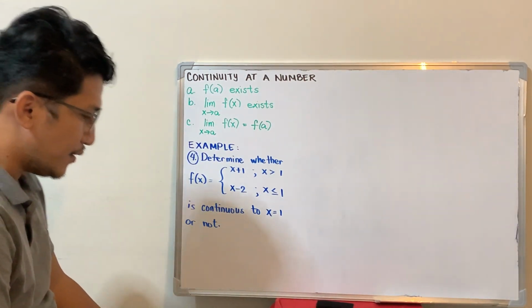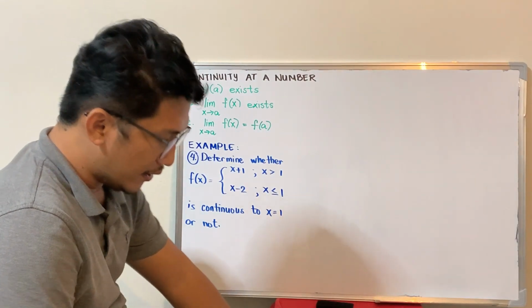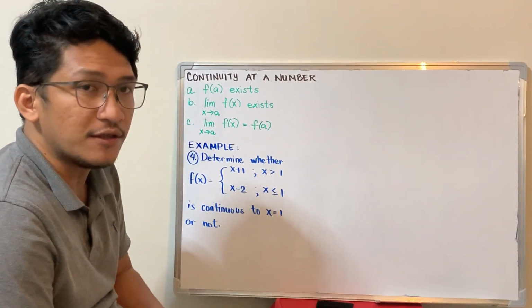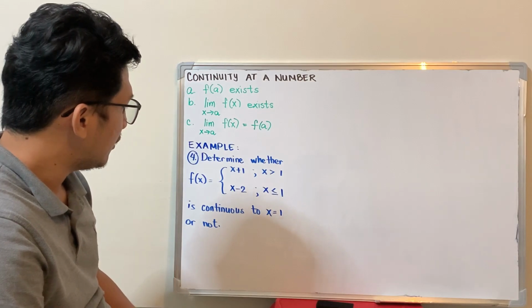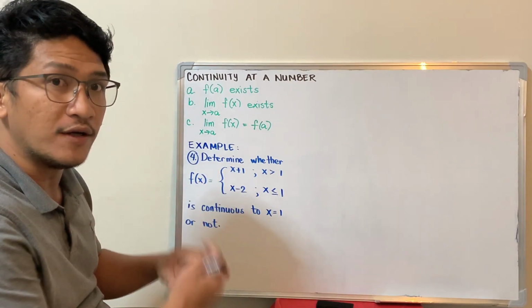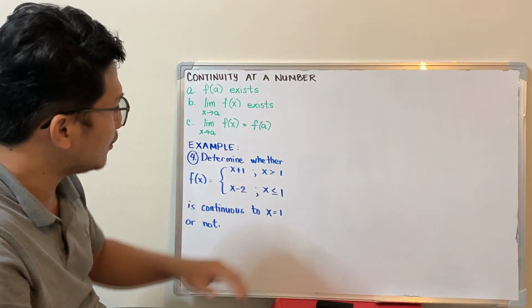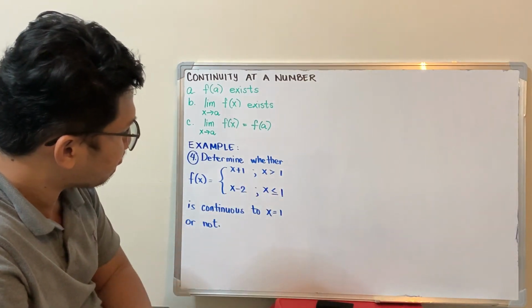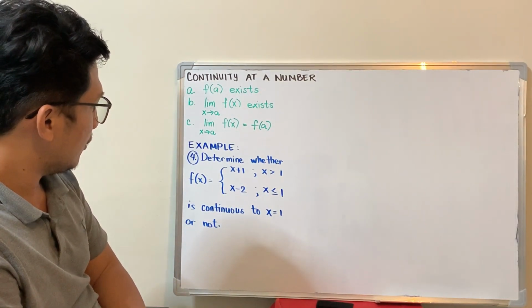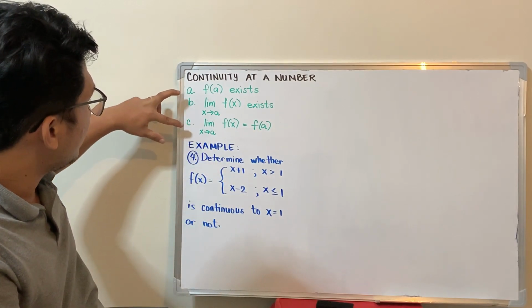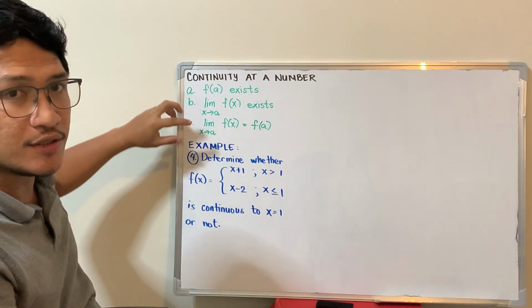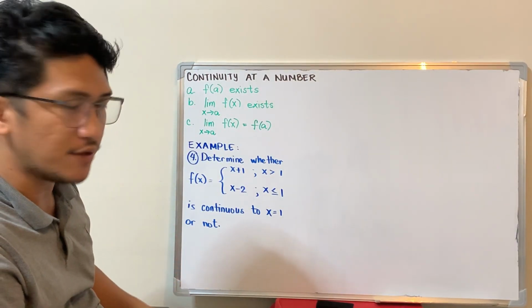So again, we are to determine whether the function is continuous at x equals 1 or not. I hope you can still remember the piecewise function. In a piecewise function, we have two or more functions, and we have conditions on the right side of it. As for now, we have to follow these three steps or three conditions for us to say the function is continuous or not.